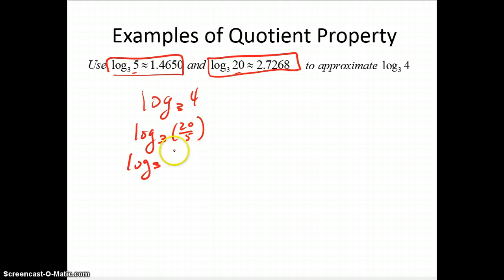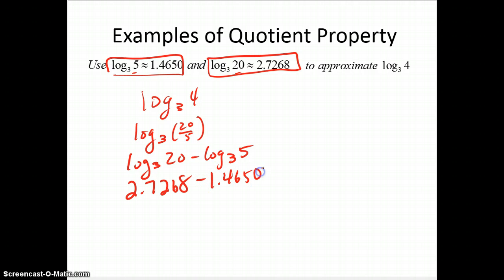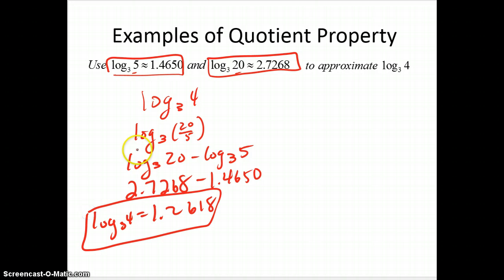So now that it's division, we can say it's log base 3 of 20 minus log base 3 of 5. That's using that same property from the last slide. And now that we know these logs, we know that log base 3 of 20 is 2.7268, and we know that log base 3 of 5 is 1.4650. We can solve it. And when we subtract these, we get 1.2618. And again, if you want to write log base 3 of 4, I think that makes it look mighty official. Okay, so that's using the quotient property.